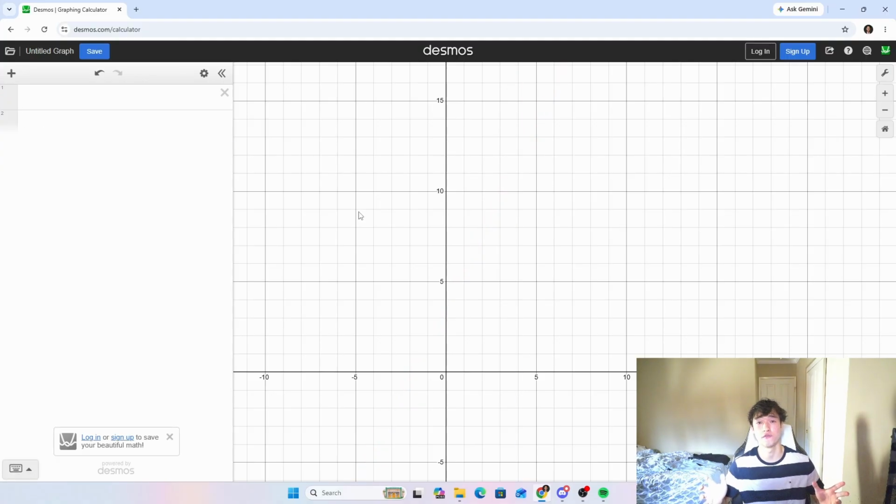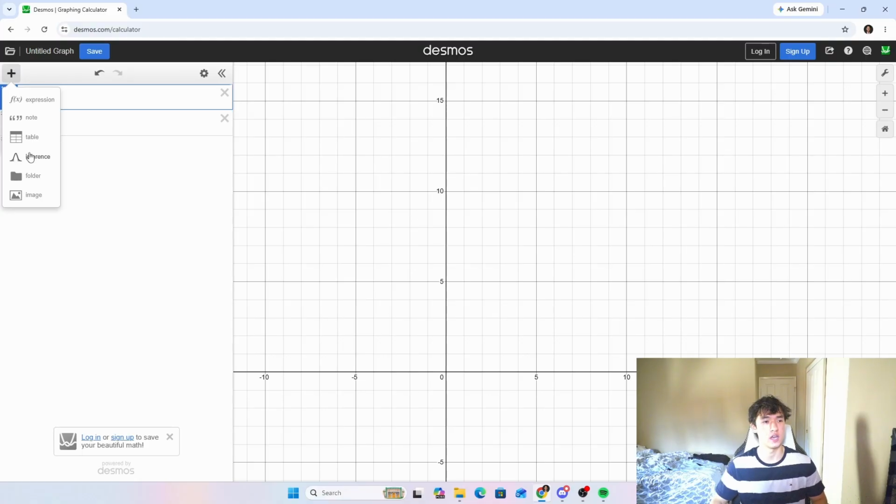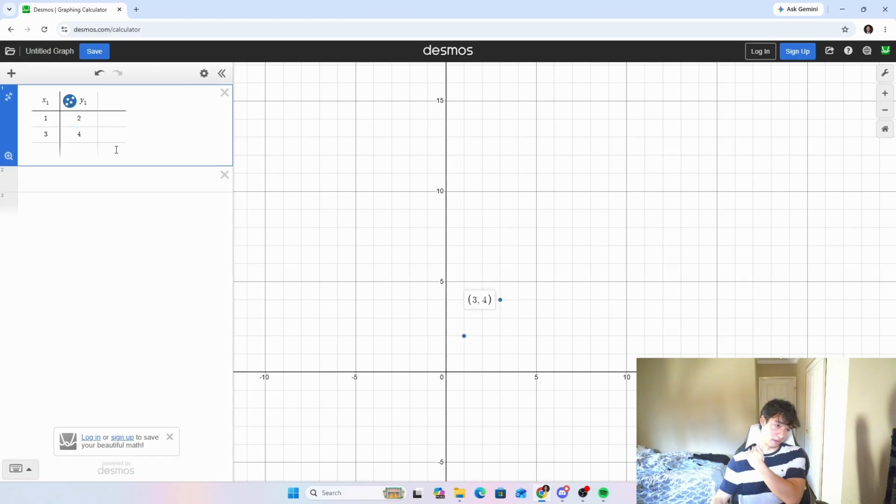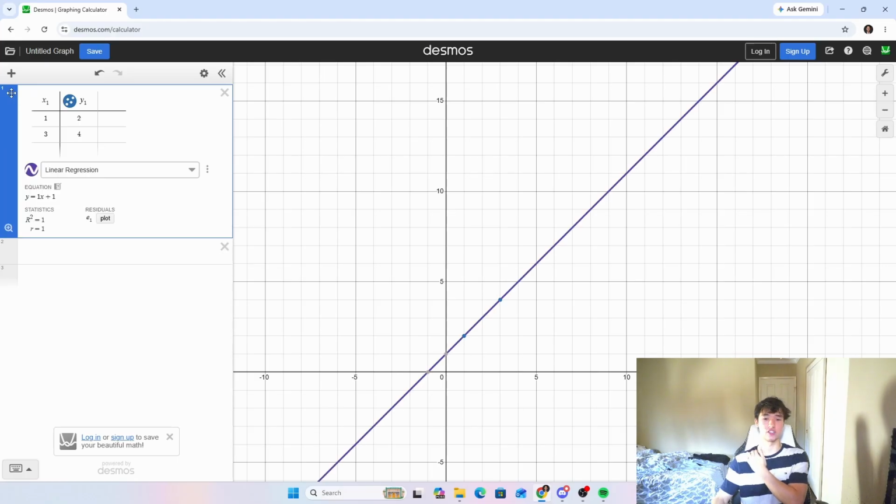Now, another cool feature on Desmos is going to be up here, this plus sign. Tables are useful, so we can plot data. As you can see, there's our points, 1, 2, 3, 4. So here we can plot our points, and then you can add regression. When you add regression, this is going to be our linear regression model, and it gives you the equation right here. R squared and R, these are our correlation coefficients.